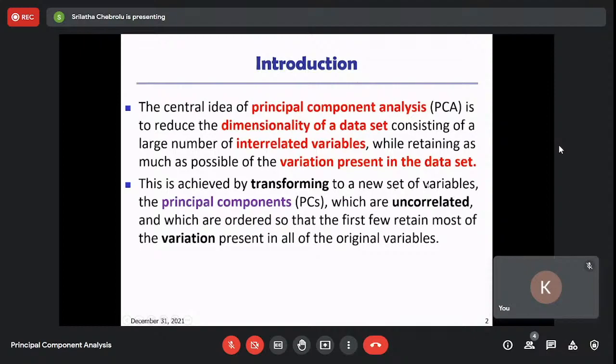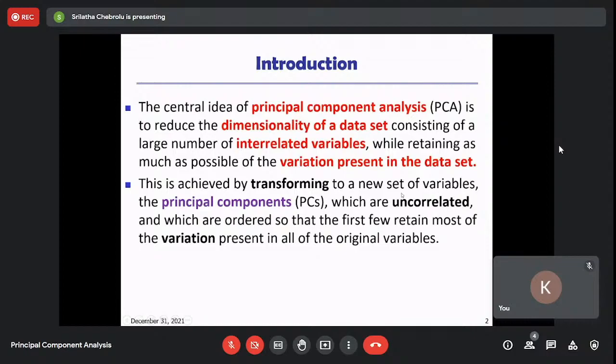So we have to reduce the dimensionality, but still the variation has to be preserved. It should not all go, and we should see that the same variation is followed in the new data set. New data set in the sense a reduced data set. This is achieved by transforming to a new set of variables, and these new dimensions are called the principal components.